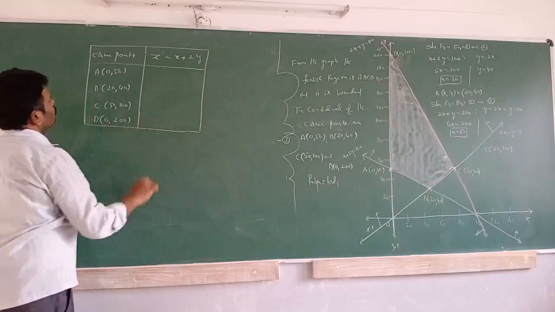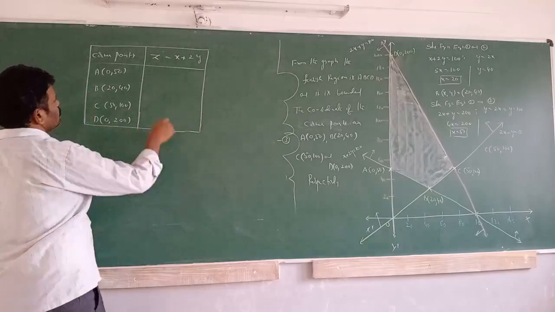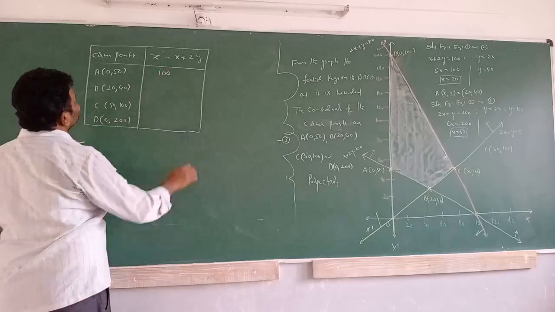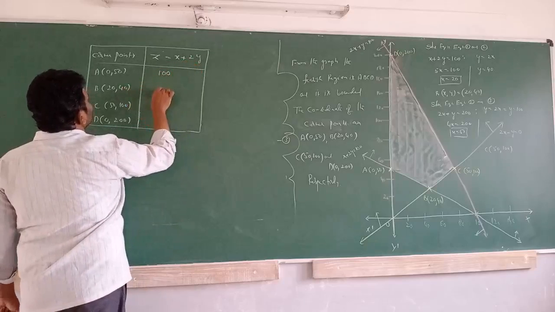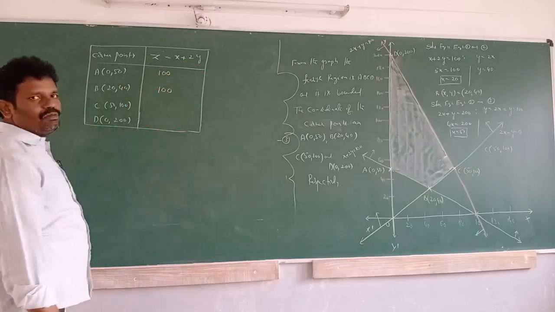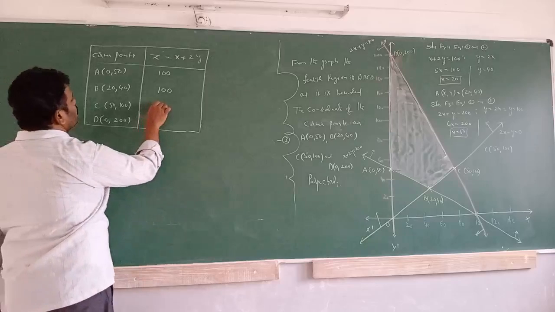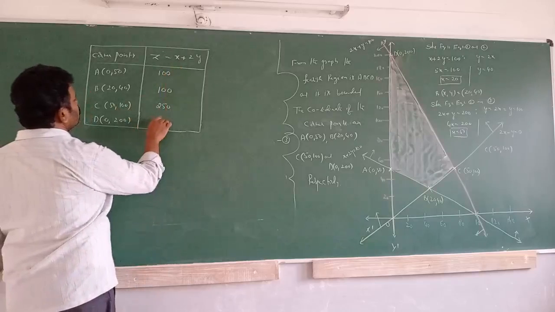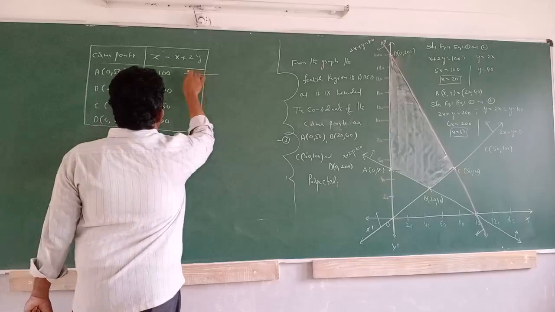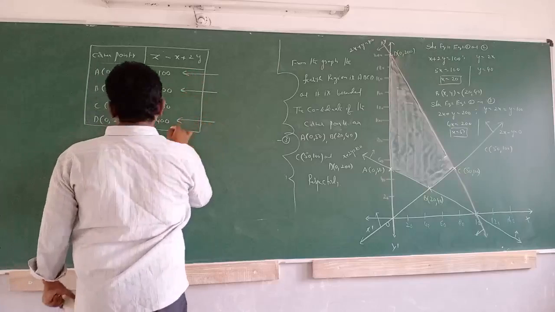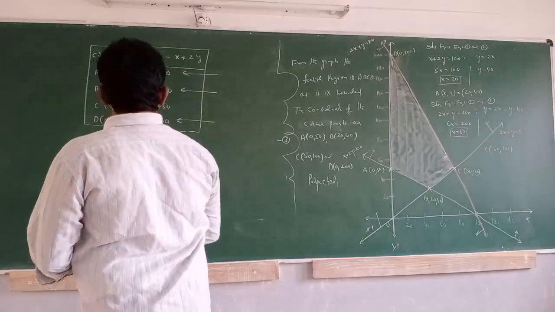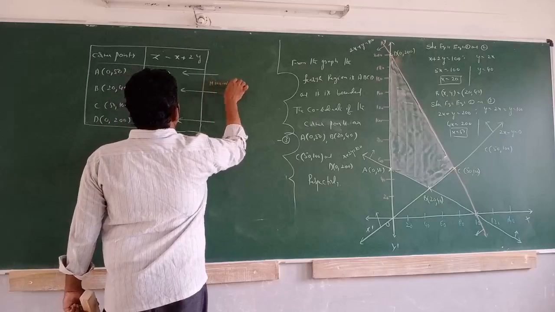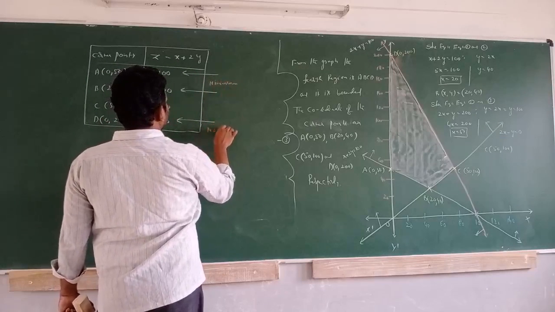Now see, first 0, 50 gives the value 100. Next, 20 plus 80 means again 100. Next, 50 plus 200 gives 250. And this value gives 400. Among these values, the two equal values are the minimum, and 400 is the maximum.